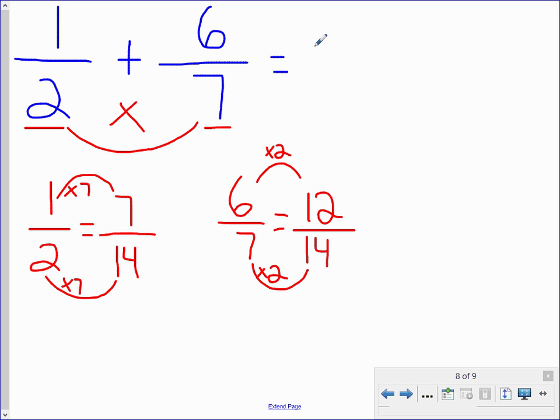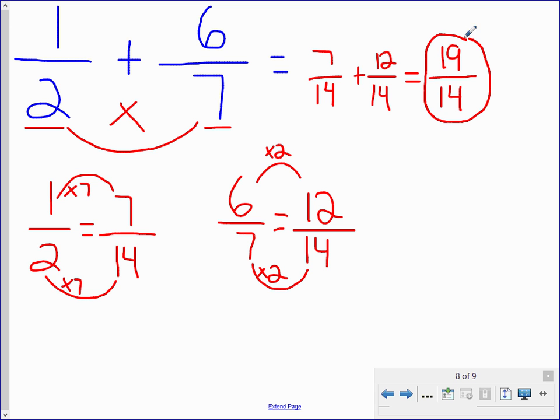Now I'm going to add 7/14 plus 12/14. I only add my numerators. 12 plus 7 is 19, and that's over 14. Again, you're getting a bigger number on top as your numerator. Later in our chapter, we'll go into how to convert that. But for now, it is okay for students to leave it like this as they get used to the process of converting the fractions.